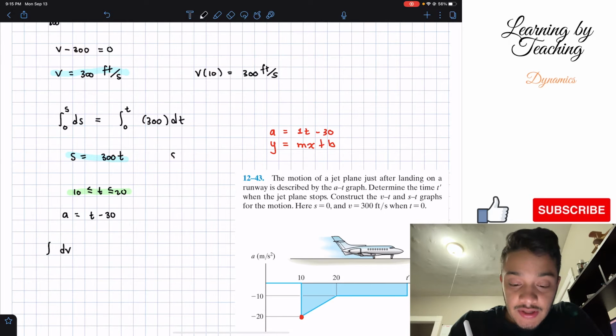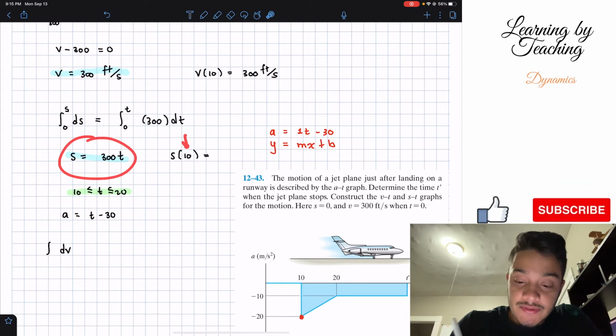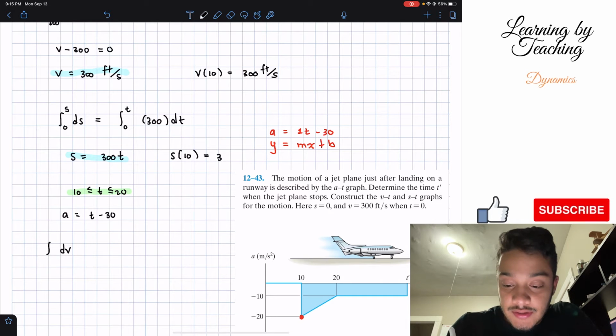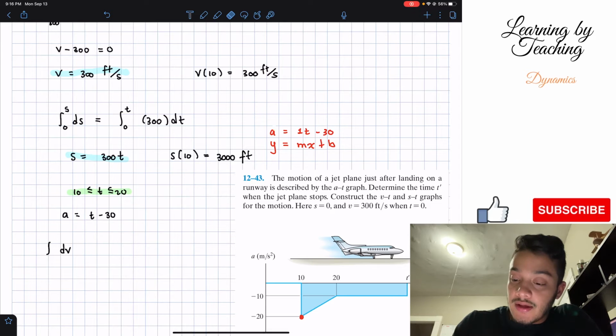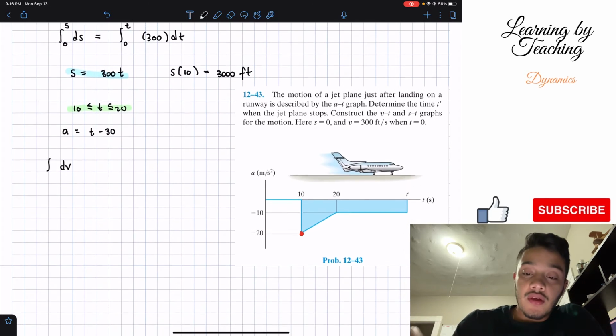We will also need our initial condition for the displacement. If we put into this equation that time is equal to 10, we will have 3,000 feet. So I'm going to erase this just to not get confused.